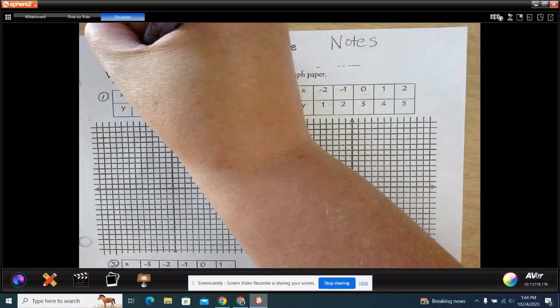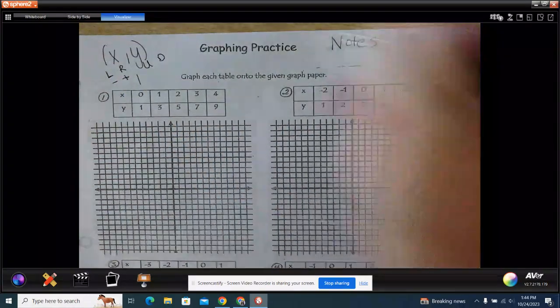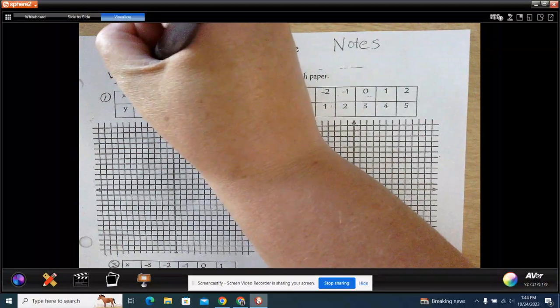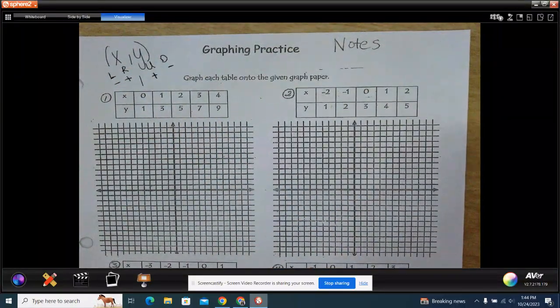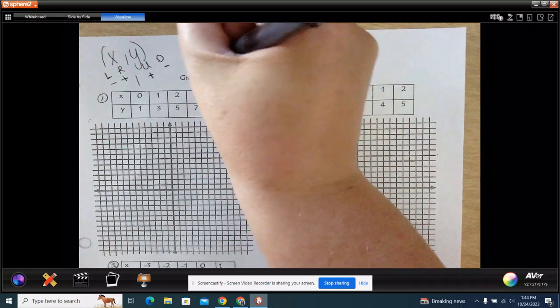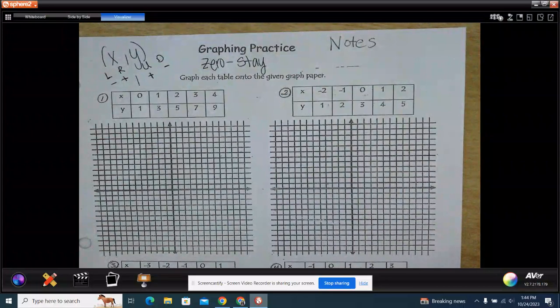Y is going to tell us two different directions, up or down. Up is going to be positive, down is going to be negative. And then we will see 0, and 0 means stay in your position. So that means if you have a 0 for your x, you don't move left or right. Or if you have a 0 for your y, that means you don't move up or down.